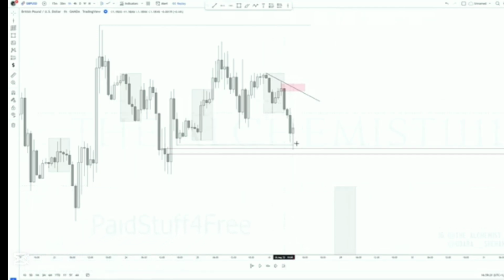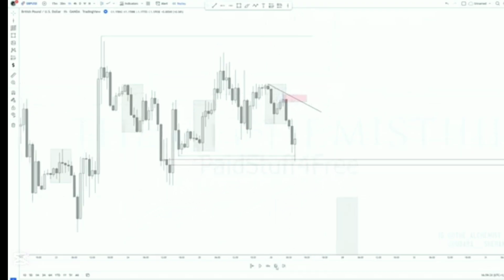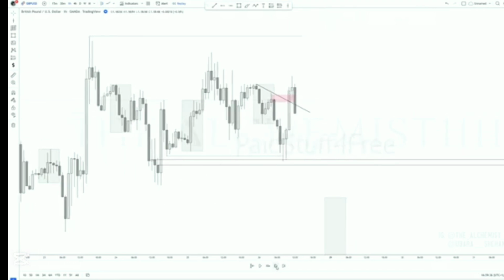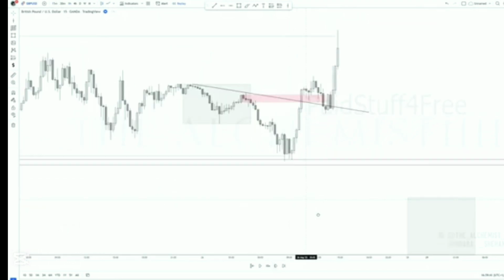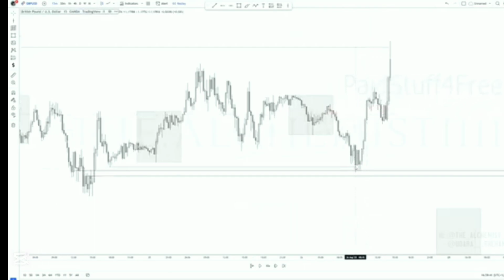So now a lot of sellers are in this market because we have these trend lines forming, we have these supply zones forming, and all of that happens. But what happens? There it flies. See that? It happens all the time. So that is that day. Let me show you some more.